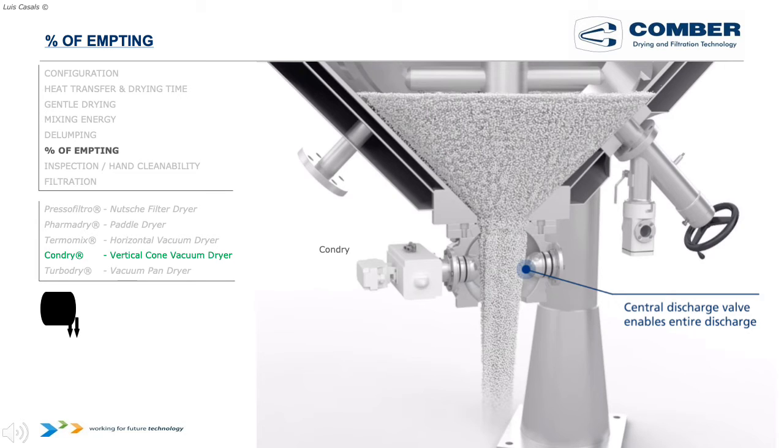ConDry is the only vacuum dryer with a conical bottom, and so it is the only vacuum dryer where you can avoid the final residual hill. This is what I've tried to show in this slide: how easy it is to avoid the final hill and how easy it is to discharge the solid after drying. For this, I've just highlighted the ConDry as an option.